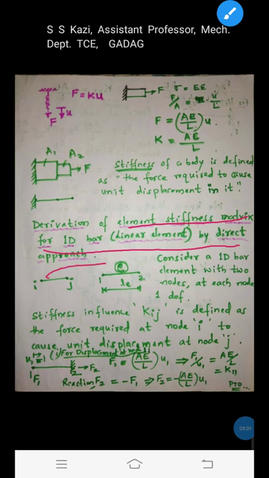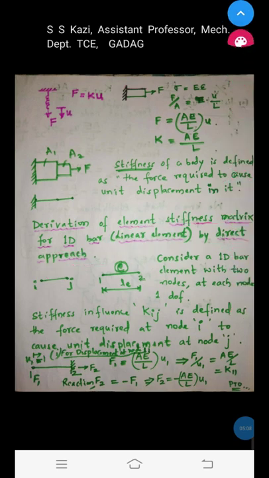By using the direct approach, we will now derive the element stiffness matrix for the 1D bar, that is a linear element. Linear elements are the elements consisting of only the corner nodes.